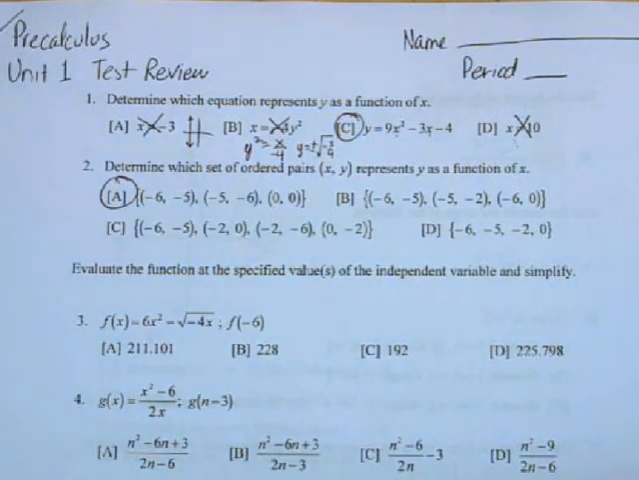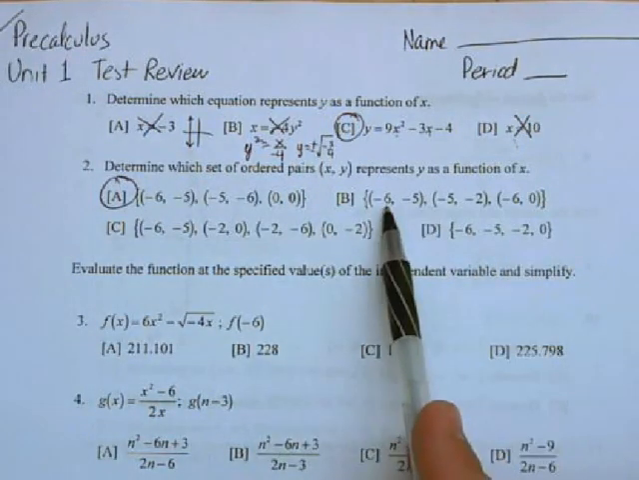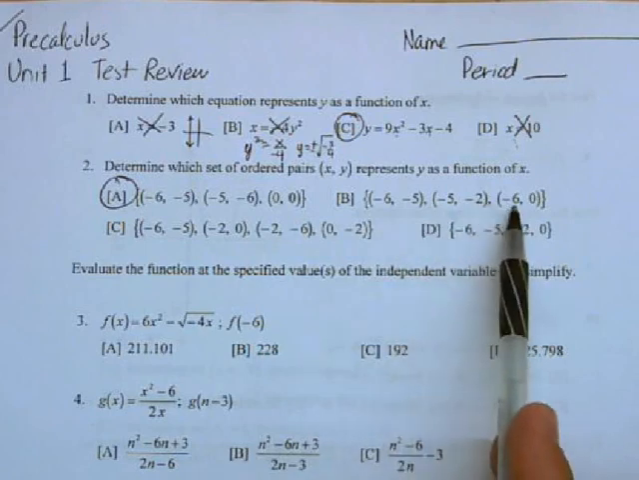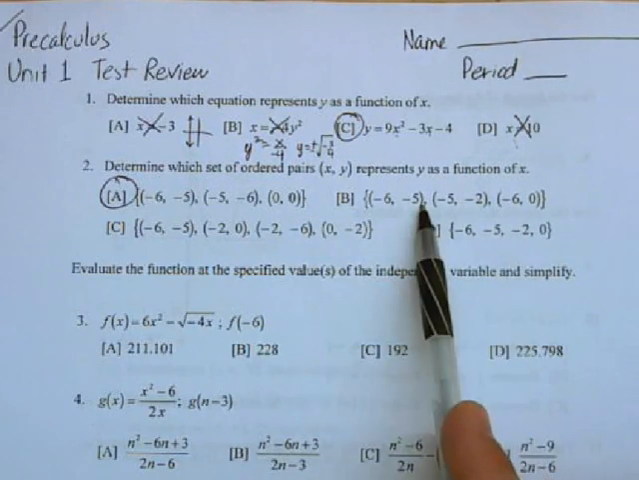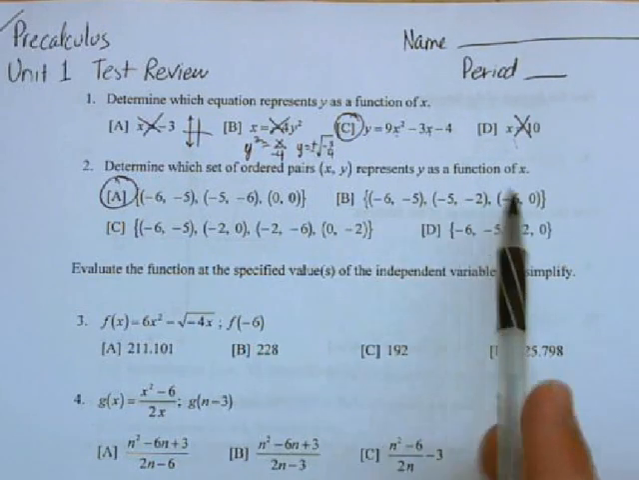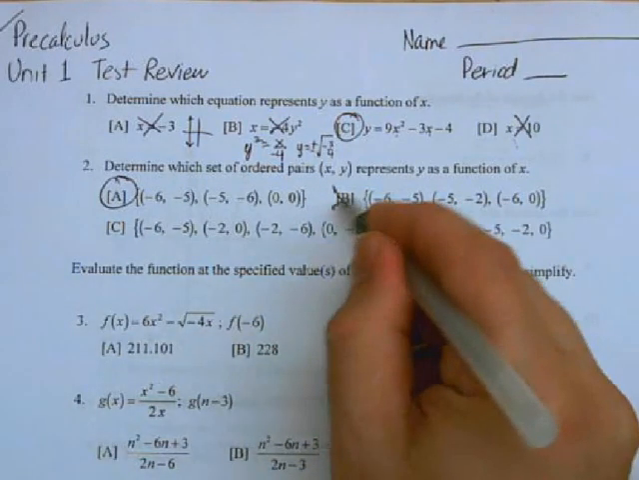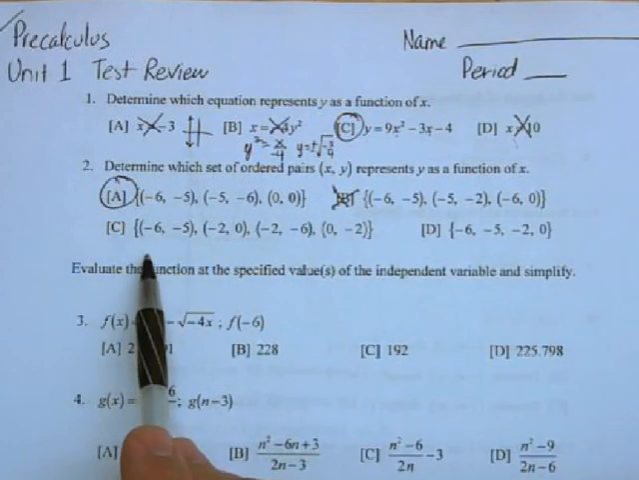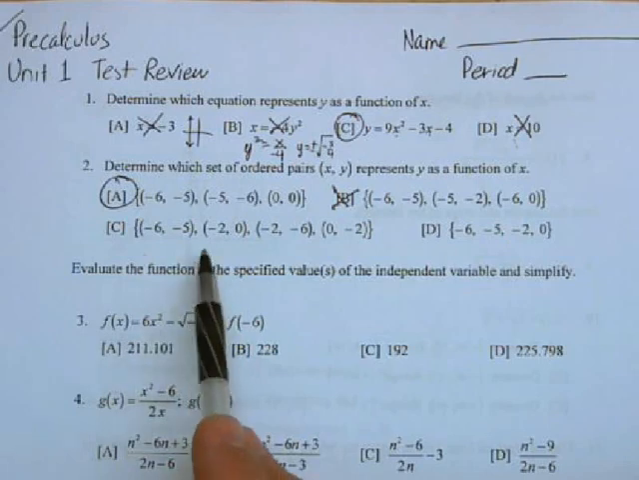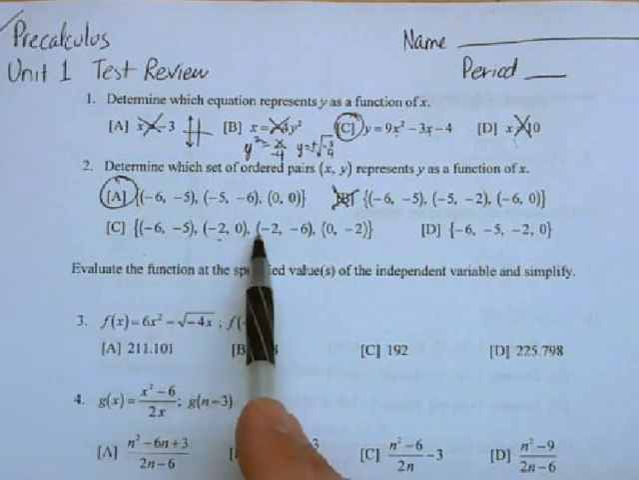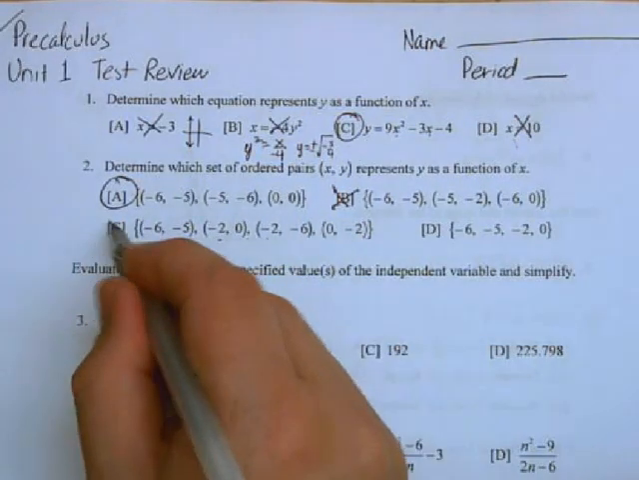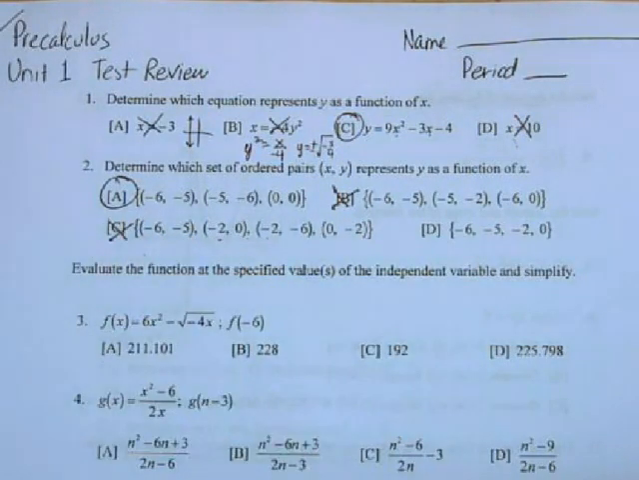The reason B is not a function is because the input of negative 6 has two different outputs, negative 5 and 0. Then for the relation on C, we see that an input of negative 2 has outputs of 0 and negative 6. Now, D is not a function because it's just a set of numbers. So it's not D.